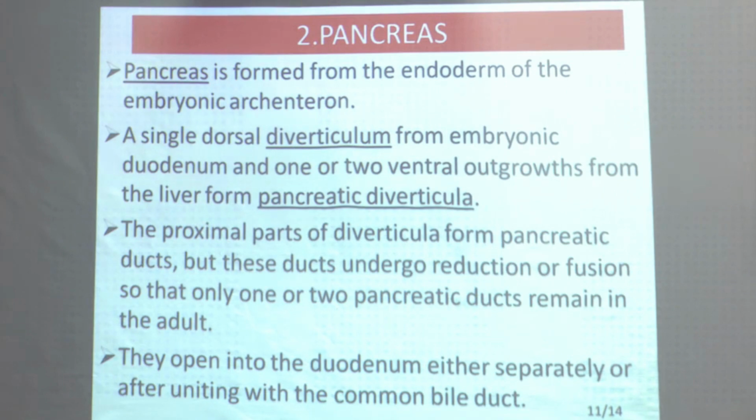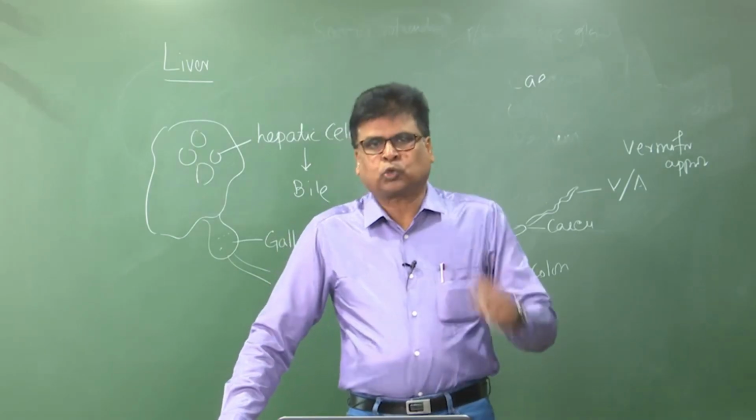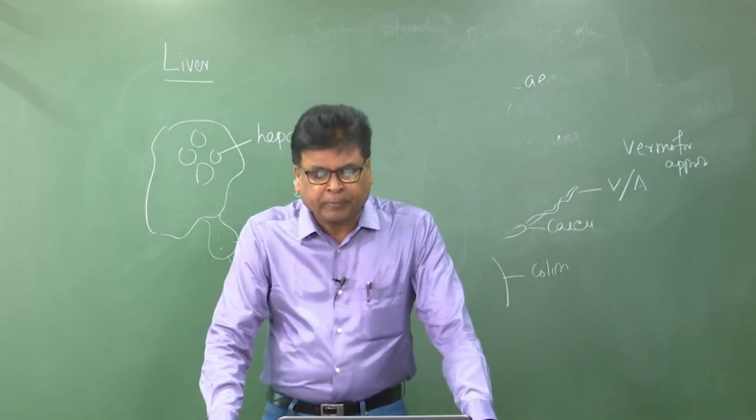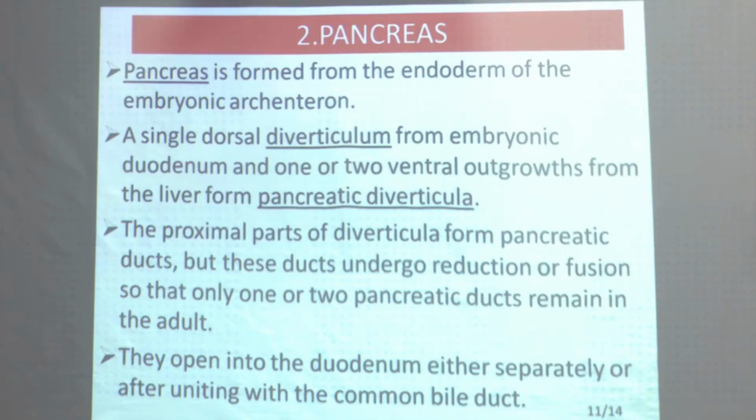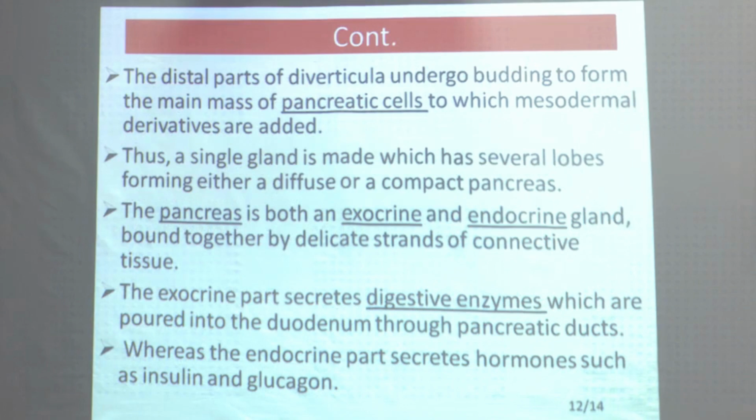Let us discuss the pancreas. Similarly, the pancreas is also an important gland. The pancreas is formed from the endoderm of the embryonic archenteron, a single dorsal diverticulum from the embryonic duodenum, and one of the two ventral outgrowths that forms the liver, from pancreatic diverticula. The proximal part of the diverticula forms the pancreatic duct, but these ducts undergo fusion or reduction, so that only one or two pancreatic ducts remain in the adult. They open into the duodenum either separately or after uniting with the common bile duct. The distal part of the diverticula undergoes budding to form the main mass of the pancreatic cells.